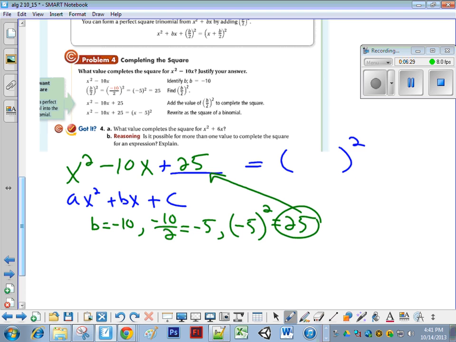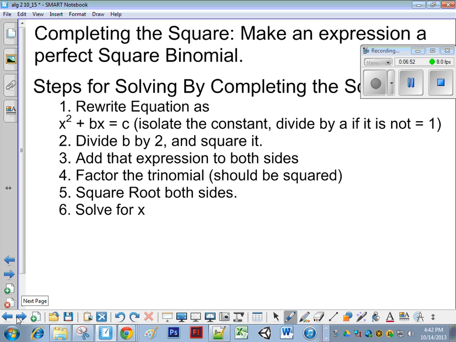Now, if I was to factor this, I'm looking for the factors of 25 which add up to negative 10. In this case, that's negative 5 and negative 5. So inside my factor group, I now have x minus 5 quantity squared. So that's kind of a nice little thing that we have going on here. Okay? So here's a couple steps we're going to do.